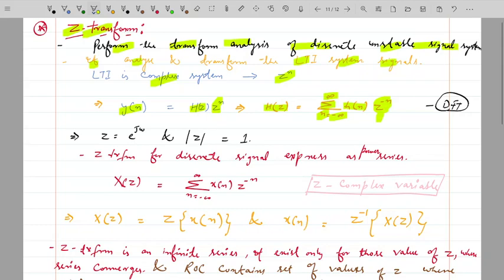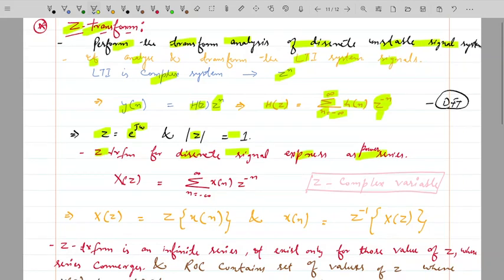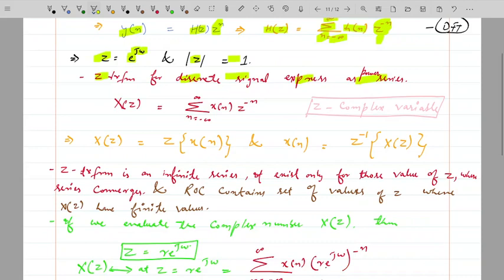Here z is equal to e to the power j omega, which has real and imaginary values. If we find the magnitude of this, it will be equal to unity. The Z transform for a discrete signal is expressed as a power series basically. So it behaves like a power series. So here this is X of z.